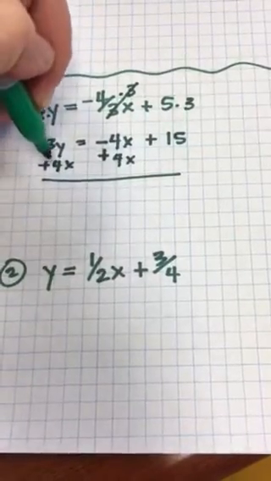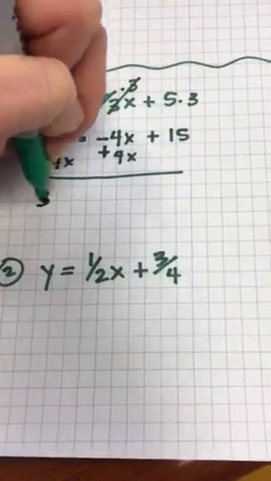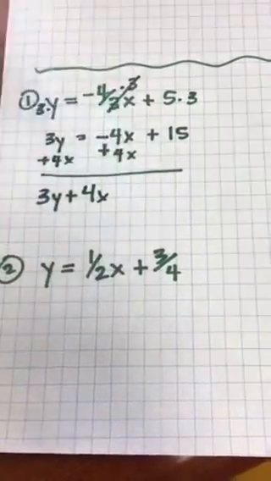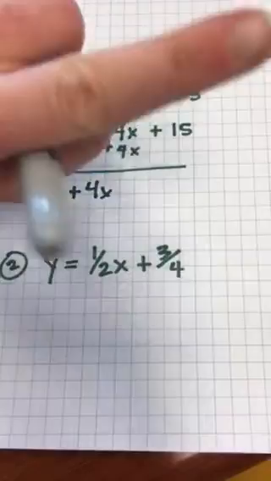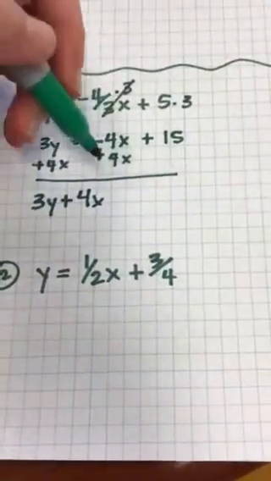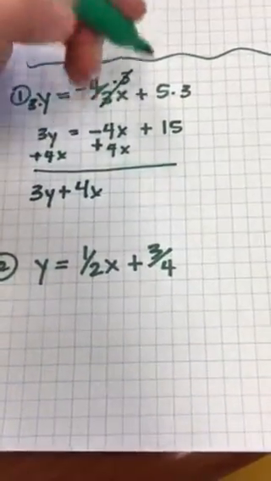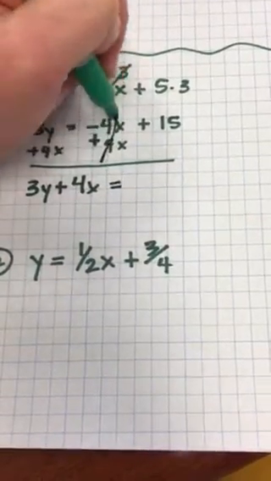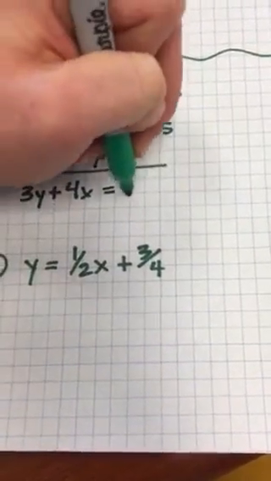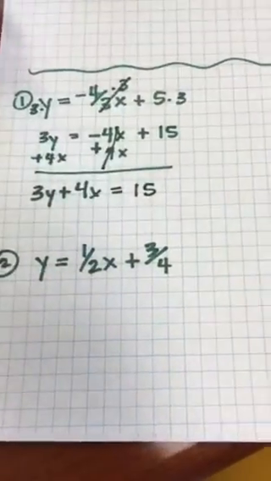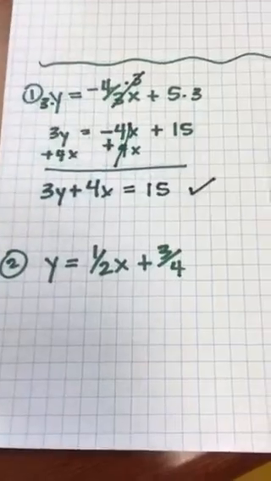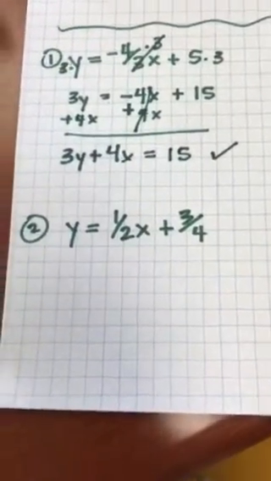So 3y plus 4x. Let me ask a question. Can you put that 3y and 4x together? No, you can't. They are not like terms. One has a y and one has an x. Then we put our equal sign. Those 4s are gone. That was the whole point. And then our 15 is still left over there. So great, there we are. It's in standard form. x and y are on the same side, and there are no fractions.